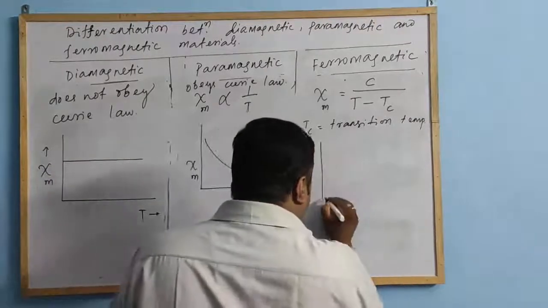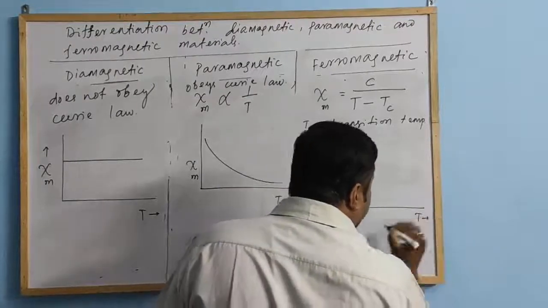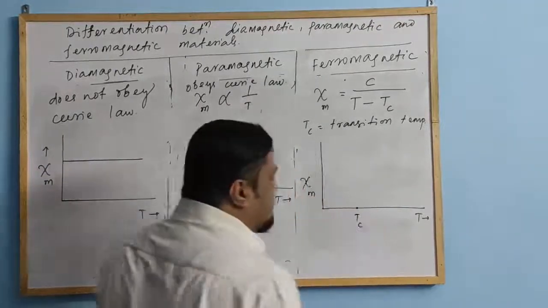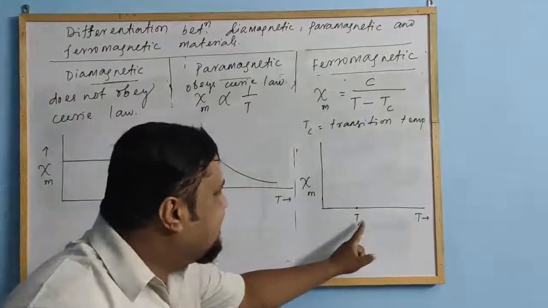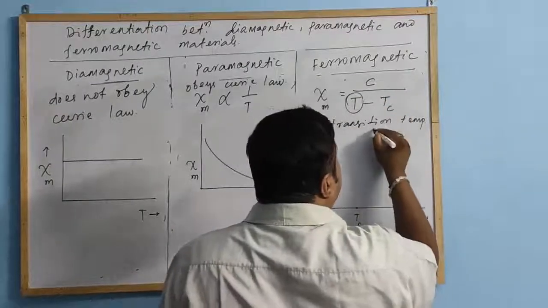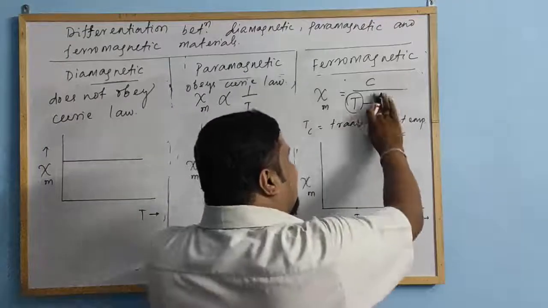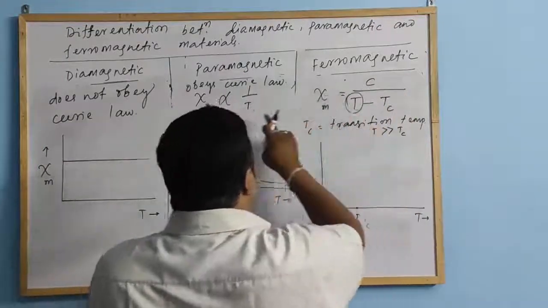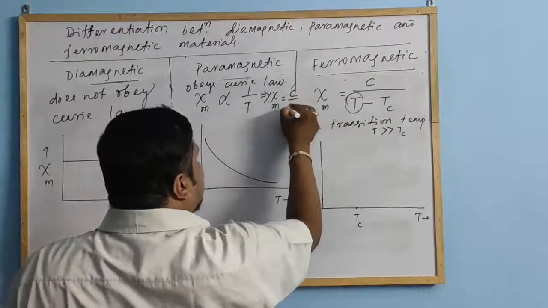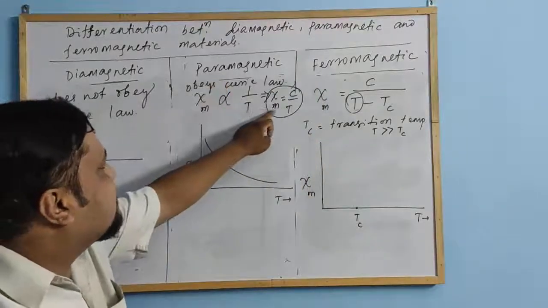If you plot the graph of magnetic susceptibility versus temperature, what you find is that up to a particular temperature Tc, when T is very much greater than Tc, you neglect this Tc, and then chi m equals C by T. That is the Curie law. For a paramagnetic material, the susceptibility equals C by T.